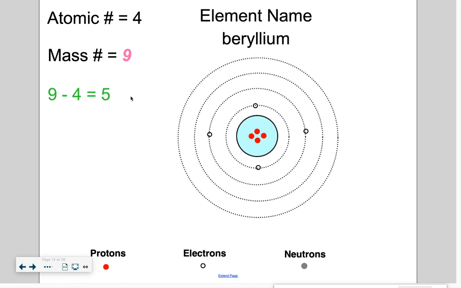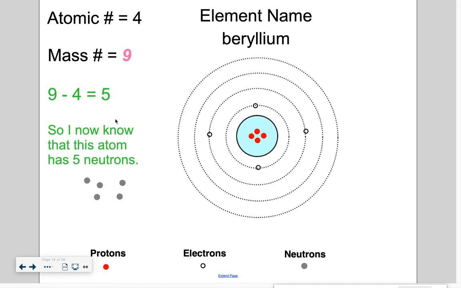Because it's simple math. The 9 tells me that there have to be 9 subatomic particles in this nucleus. But I already know that 4 of them are protons. So how many must be neutrons? Well, that's easy math. 9 minus 4 equals 5. So I know that I have 5 neutrons, and I'm going to throw them in there, and there I go. And now I'm complete. If I was a student, I'd be getting an A+, because I did it all accurately.